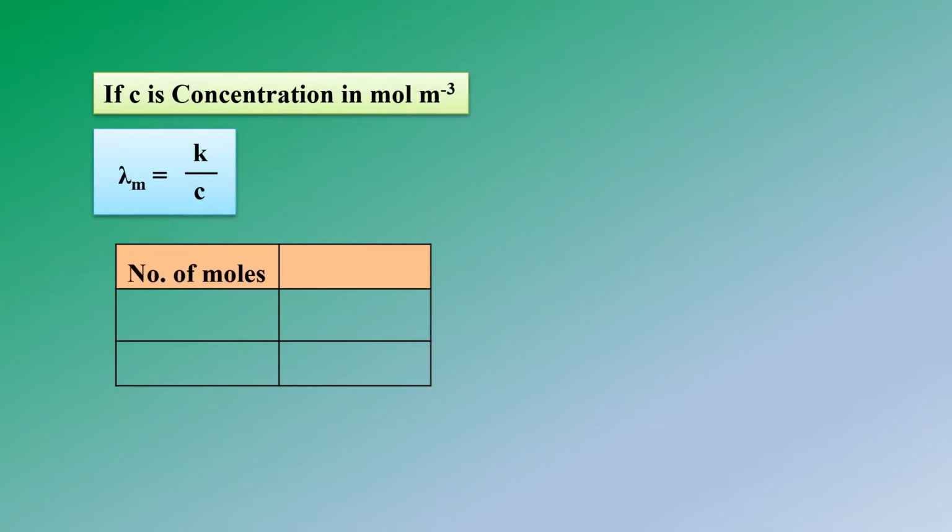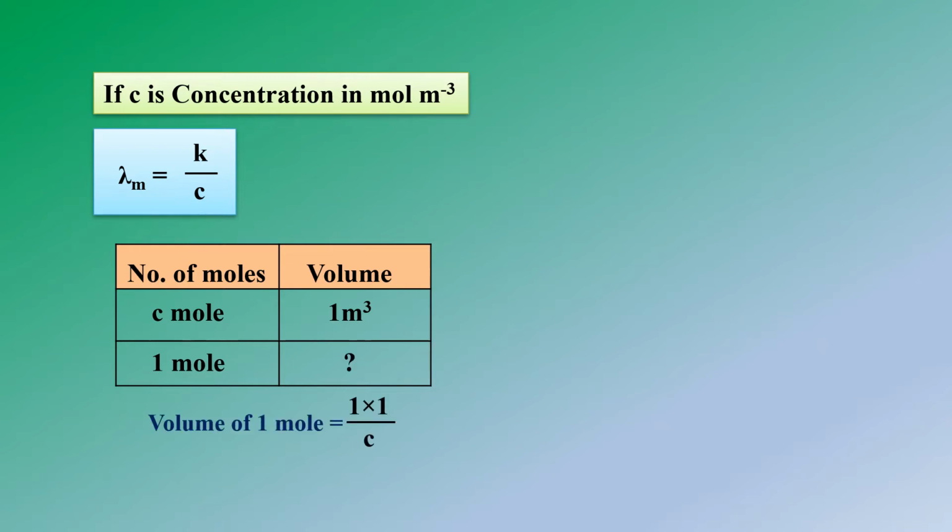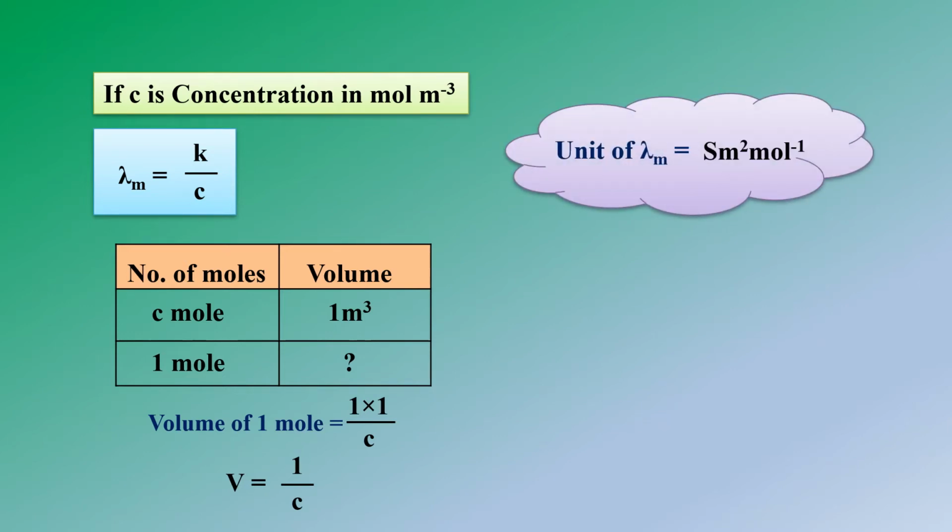Let us consider this table, number of moles. If C is the number of moles, then it is occupying 1 meter cube. 1 mole occupies how much volume? By cross multiplication, volume of 1 mole is equal to 1 into 1 divided by C. So V is equal to 1 by C. What is the unit of lambda m? Lambda m unit is Siemens meter square per mole.